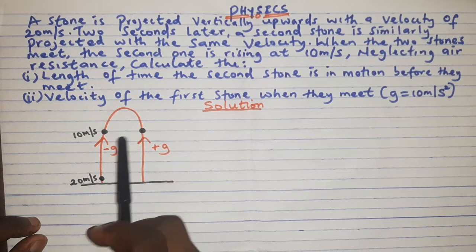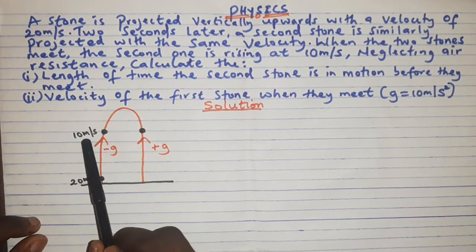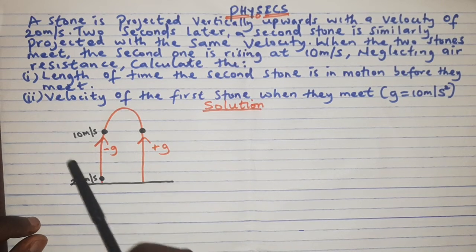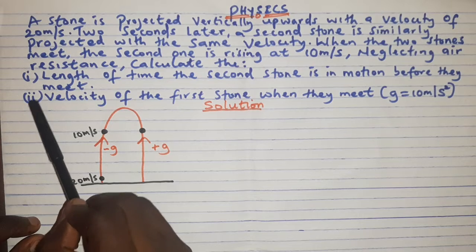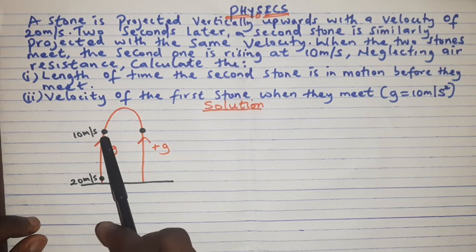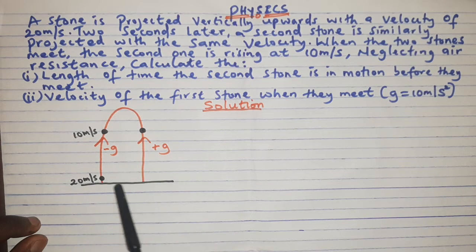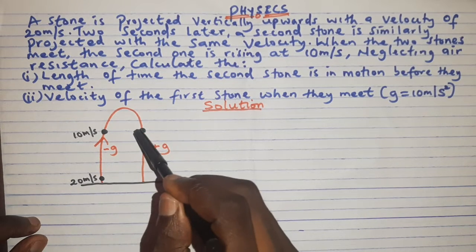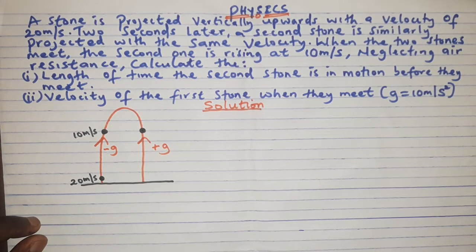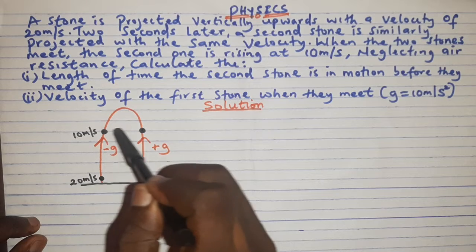So if they meet here, this second stone is still rising at this particular velocity and the first stone is here. And just by looking at this diagram, we can answer part two, because we know that if you connect the first stone and the second stone with a straight line and the line is parallel to the ground, then at that point in time they have the same speed. So the magnitude of the velocity will be the same.